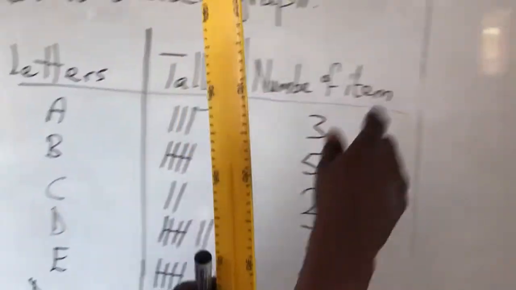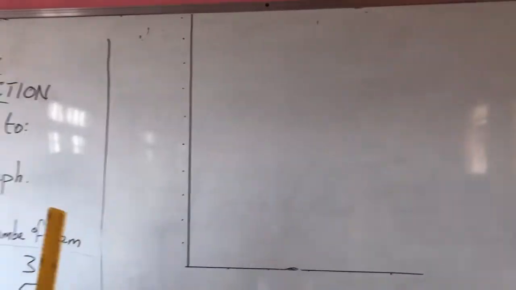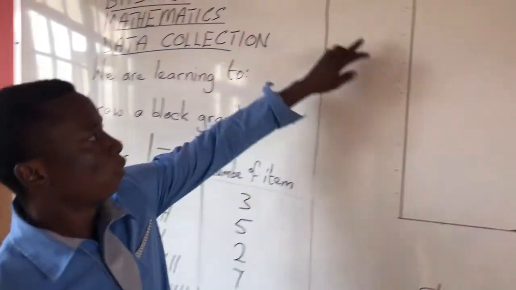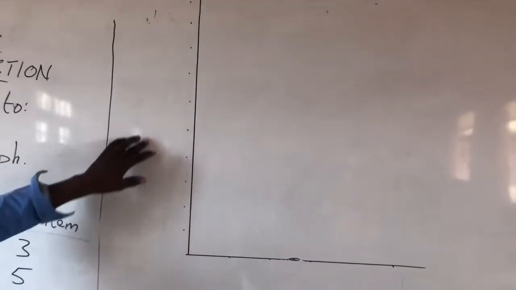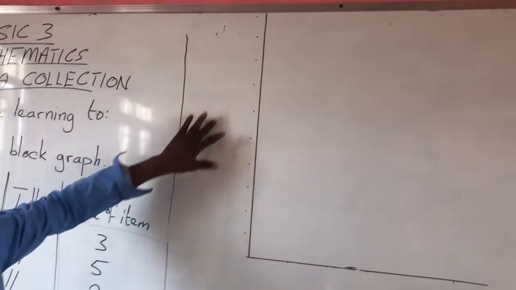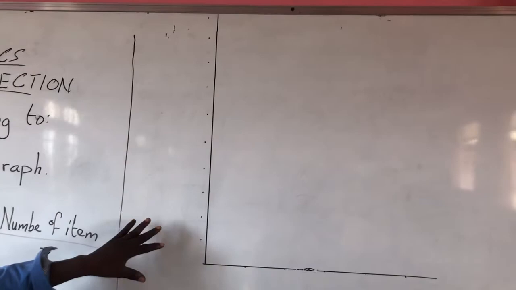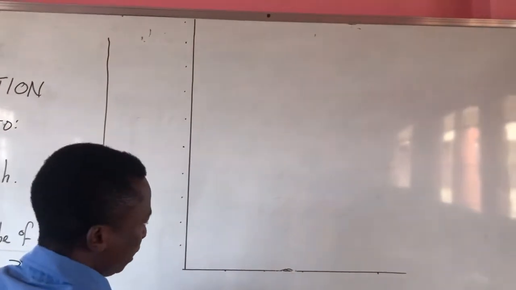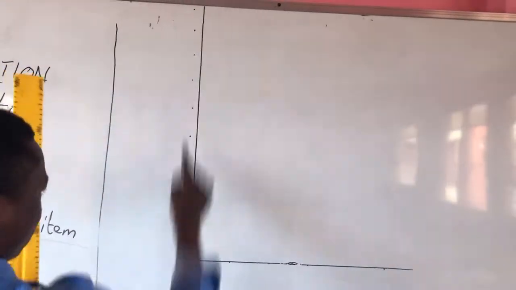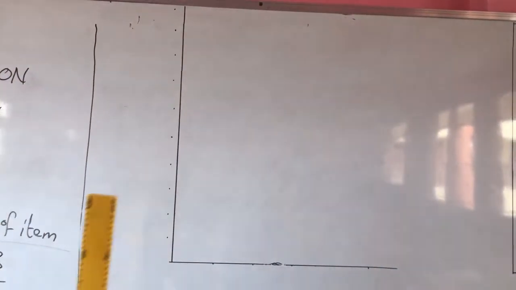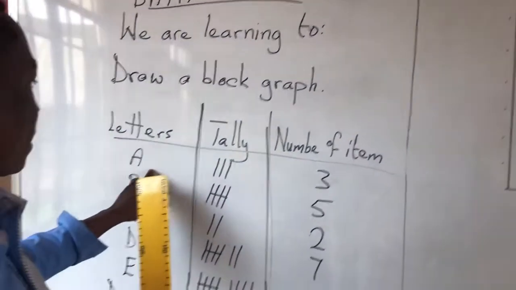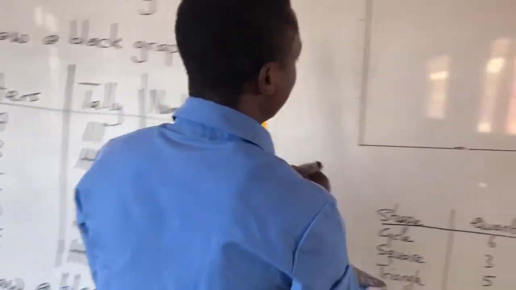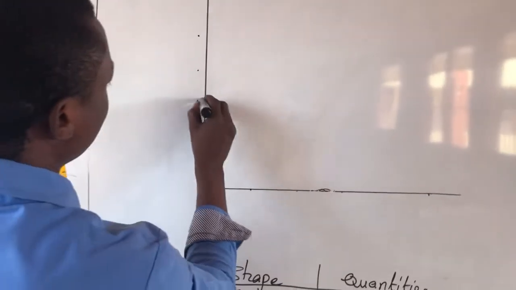Now, what you'll be doing is your letters will be down and the number of items will be on your vertical line. Make sure you label or indicate every activity you'll be doing. Your numbers, the number of items, and then the letters. This is my line drawn. Let's quickly draw. The first one is A, 3. First I have to indicate or demarcate these ones.